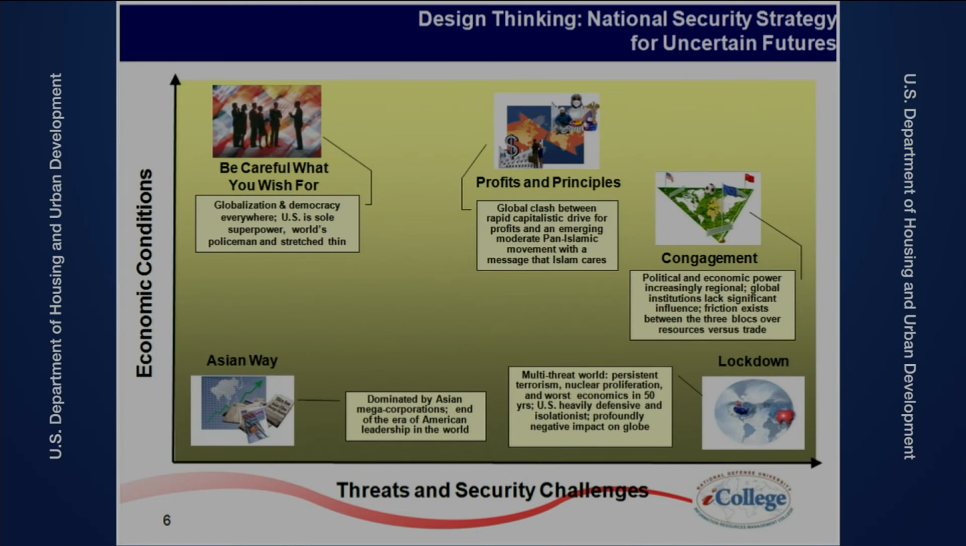Lower right-hand box is lockdown world. This is probably one of the more unpleasant worlds. This is a world where the United States has experienced several dirty bombs, terrorist attacks, pandemics. Military forces don't go beyond the border of the United States, for example, in that particular world.